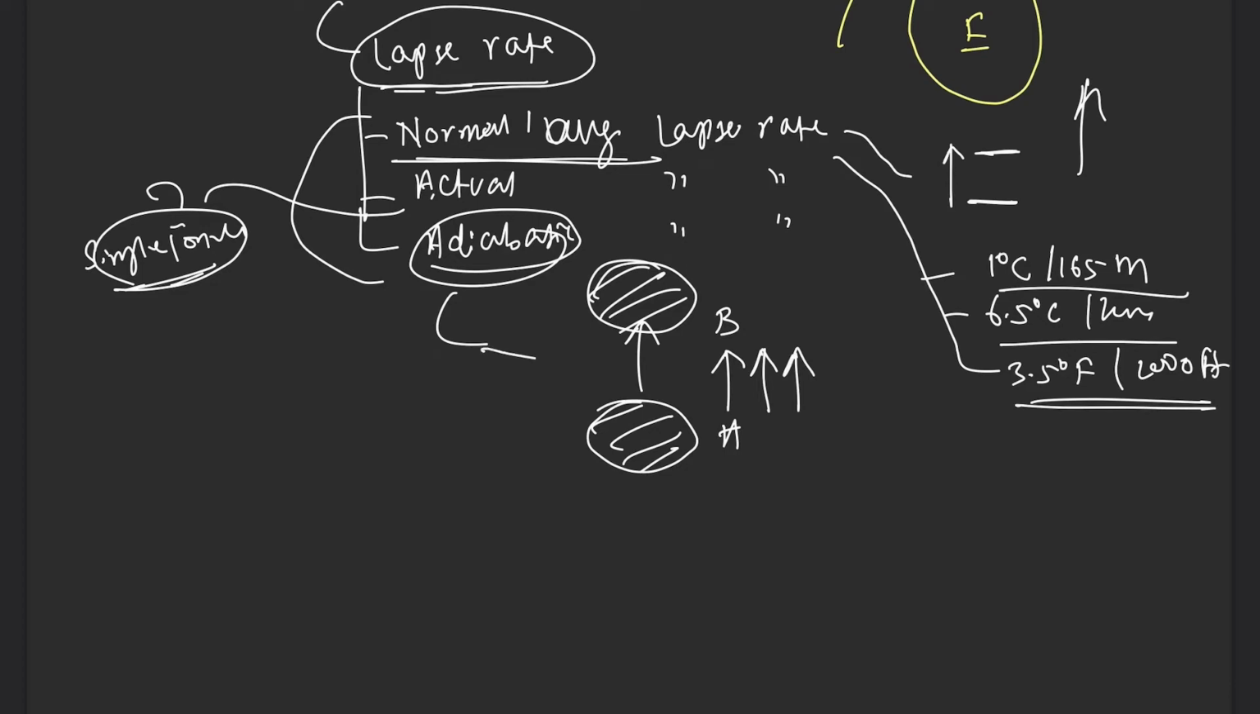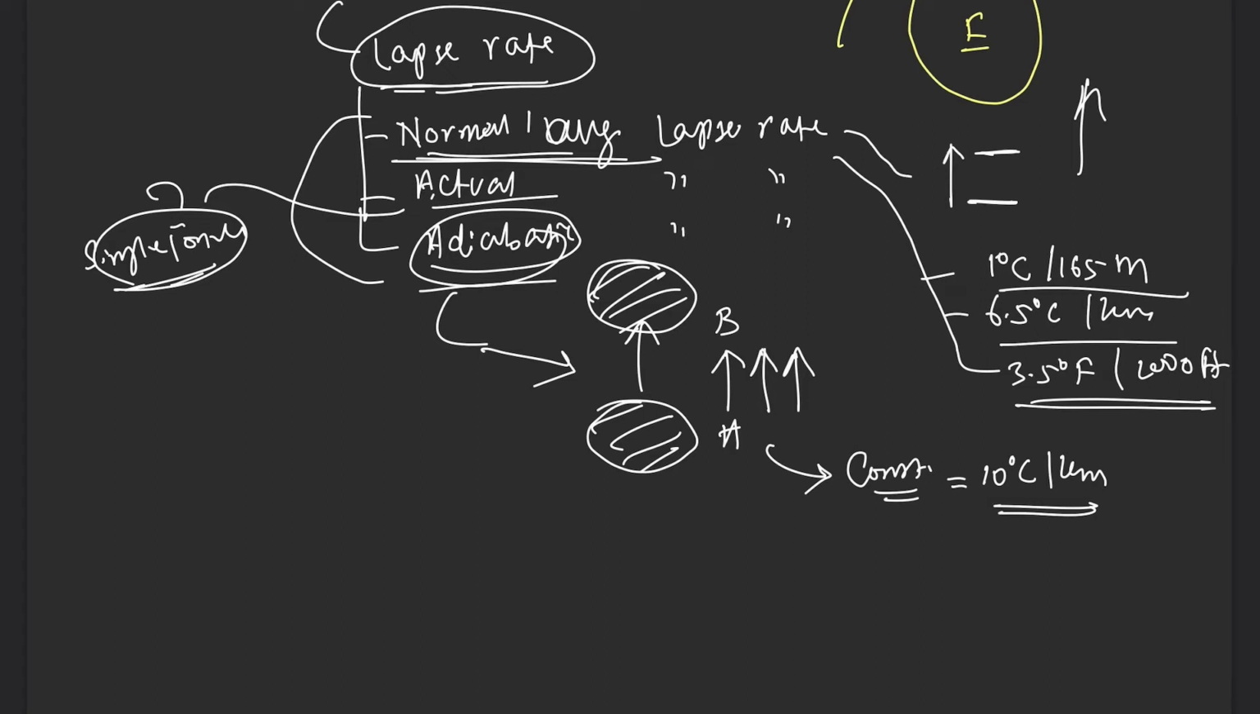This is called adiabatic lapse rate. Okay, are we clear? What is normal lapse rate, what is actual lapse rate, and what is adiabatic lapse rate? And this value of adiabatic lapse rate is constant. For dry air, the dry adiabatic lapse rate is constant, and that is 10 degrees Celsius per kilometer. So what is the dry adiabatic lapse rate value? That is 10 degrees Celsius per kilometer.